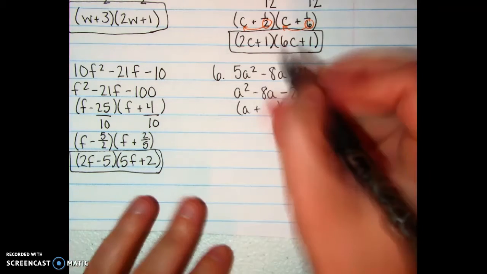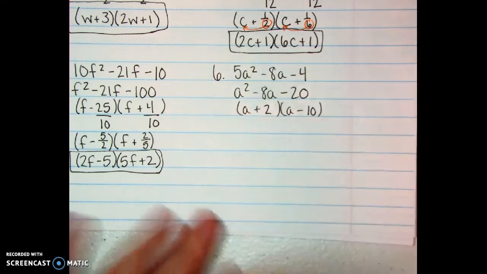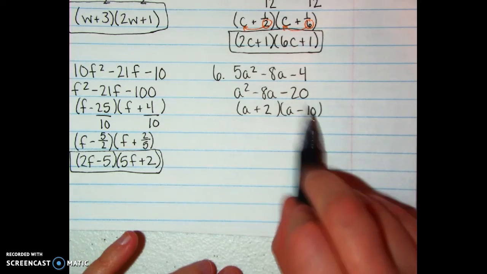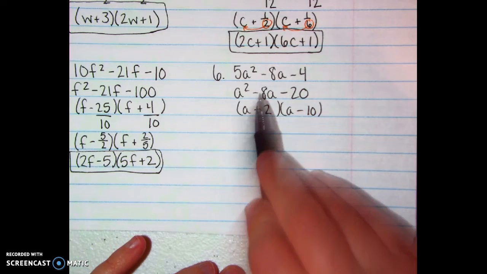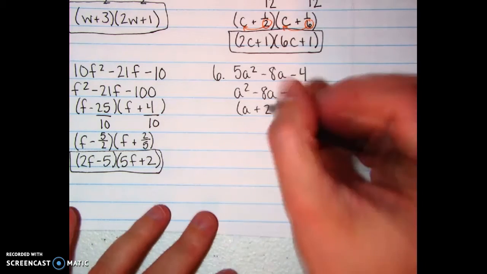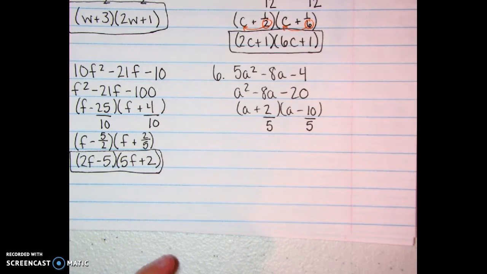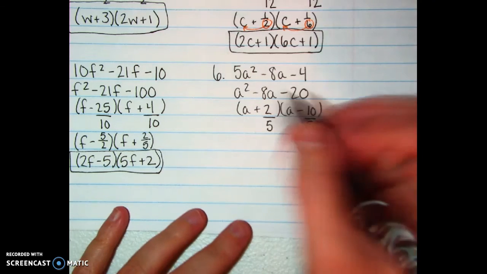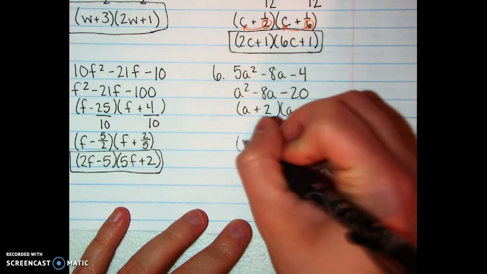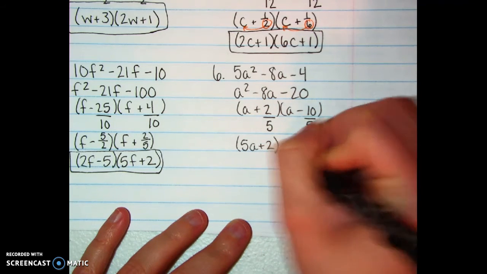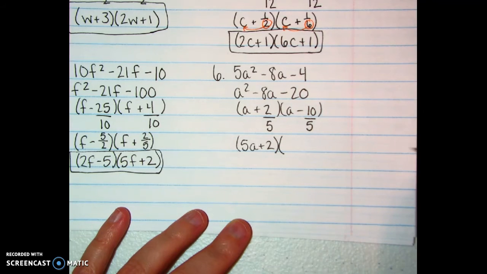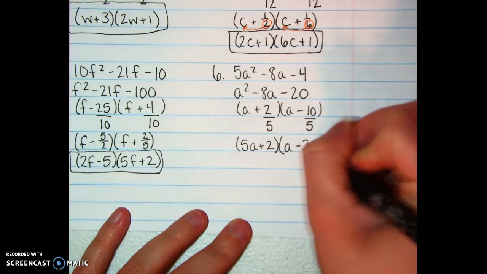Hopefully you got your numbers to be a positive 2 and a negative 10. 2 times negative 10 is negative 20. 2 minus 10 is negative 8. Divide both numbers by the coefficient that you originally slid over to the right. So I'm dividing by 5. This does not reduce down, so I'm just going to rewrite it as 5a plus 2. 10 divided by 5 is 2, so this is a minus 2.